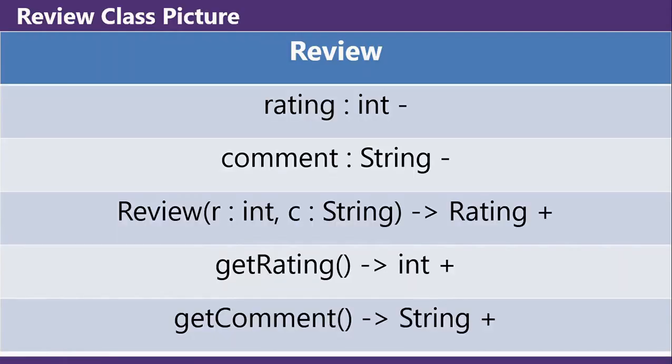You'd have a private rating member that's an integer, you'd have a private comment member that's a string, and then you'd have 3 public methods that would return rating, int, and string, and your Review constructor would take in an R argument that's an int, and a C argument that's a string.